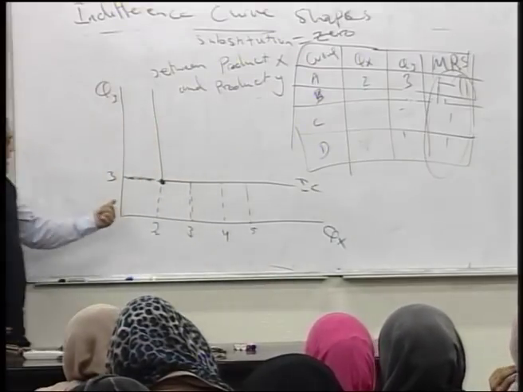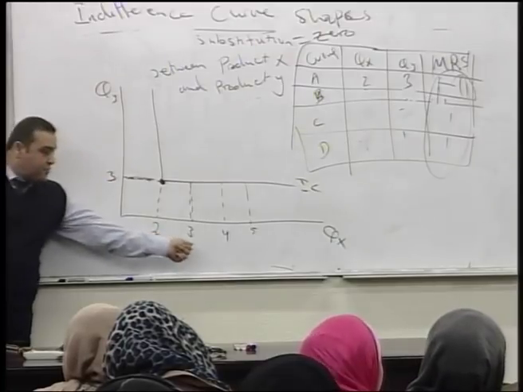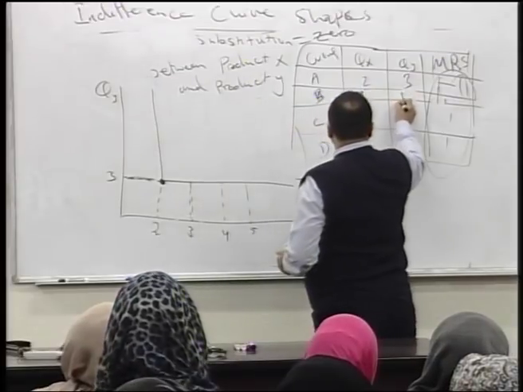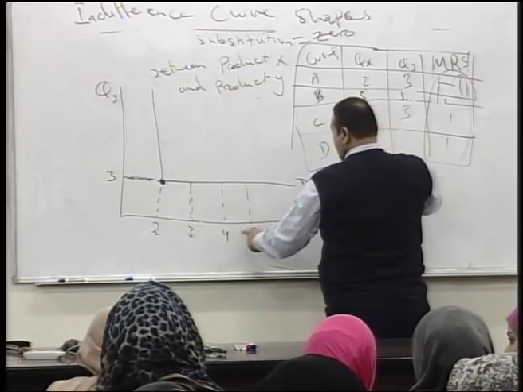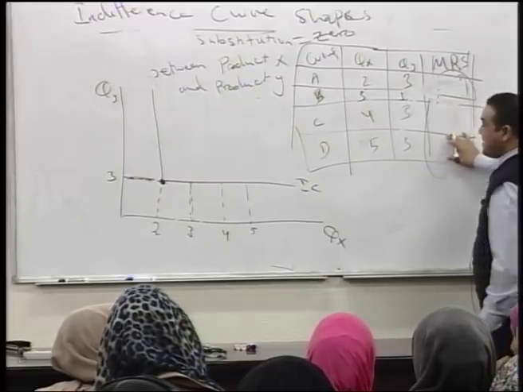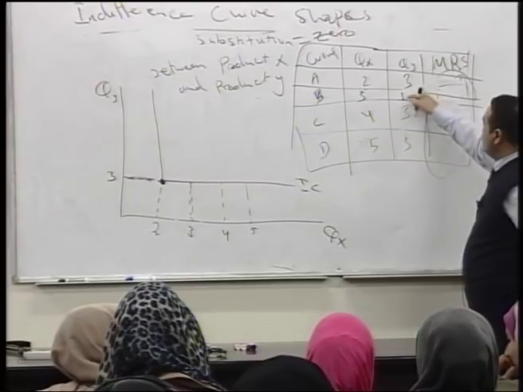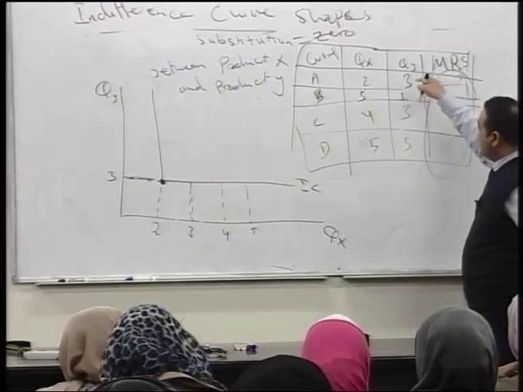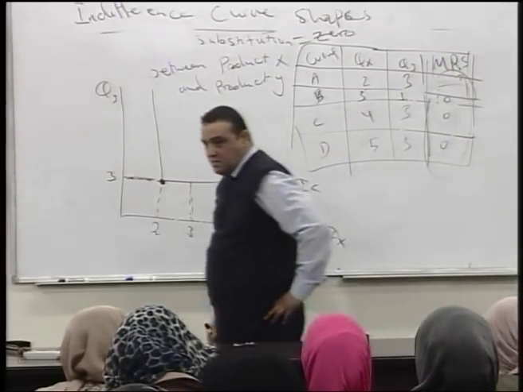So in this case, 2 units of x, 3 units of y. 3 units of x, 3 units of y. 4 units of x and 3 units of y. 5 and 3. Let's calculate the marginal rate of substitution, or the slope of this line. How much is it here? 3 minus 3 over 3 minus 2, 0. 3 minus 3 over 0, 0. The marginal rate of substitution equals 0. That's it.